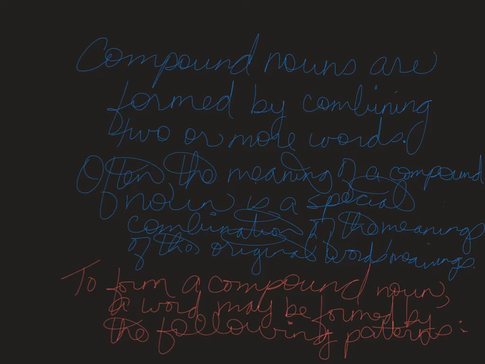Okay, so today's lecture is on compound nouns. Compound nouns are formed by combining two or more words. So compound nouns have what would have originally been at least two words as part of the one compound noun. Often, the meaning of a compound noun is a special combination of the meanings of the original words, okay?